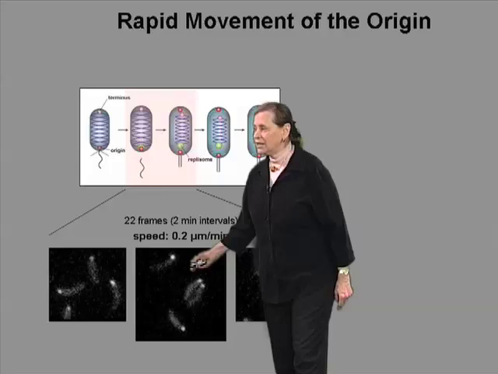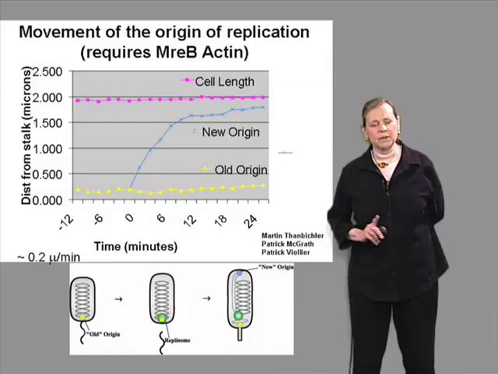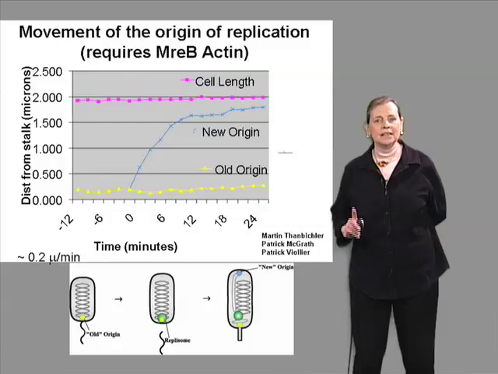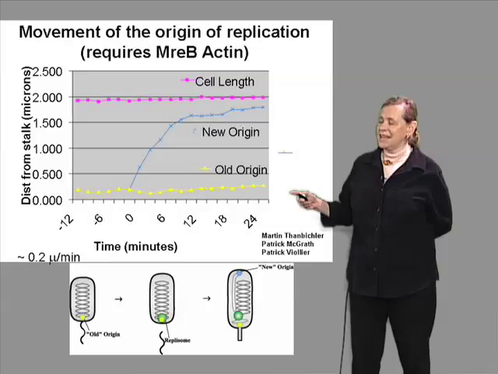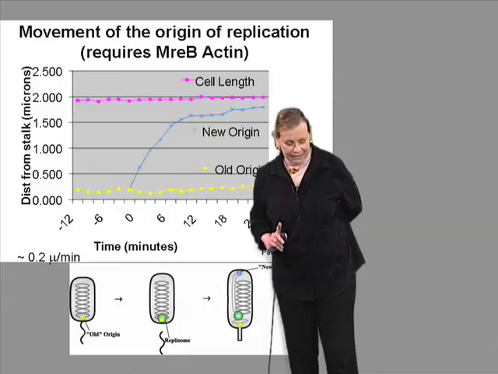This allowed us to actually design a computer algorithm that watched the movement of these origins and mapped out for us the rate of movement of the fluorescent tag. So we were able to show that it takes 0.2 microns per minute for the new origin, which is this blue line, to move from one pole of the cell to the other, independent of cell length.